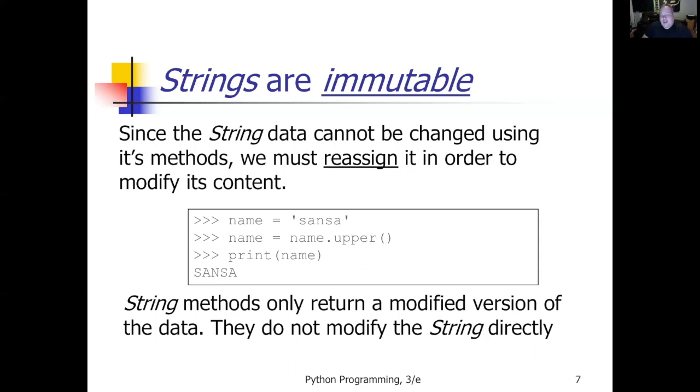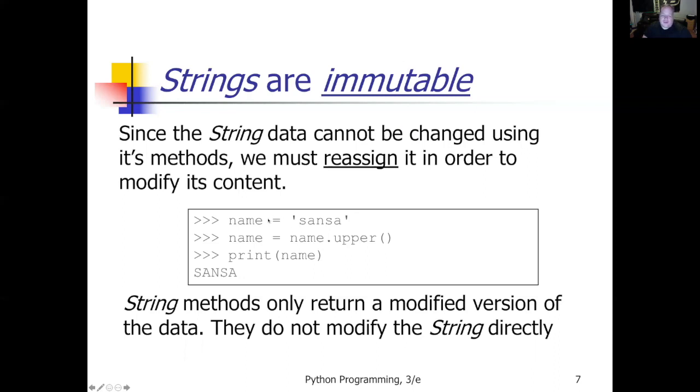Because it cannot be changed, we must reassign that string a new value to modify its content. So if I assign it Sansa as a string, I could say name equals, in other words, reassign. Remember, the equal operator is not equivalent to, like in Boolean, it's assign. So assign this string to the variable called name.